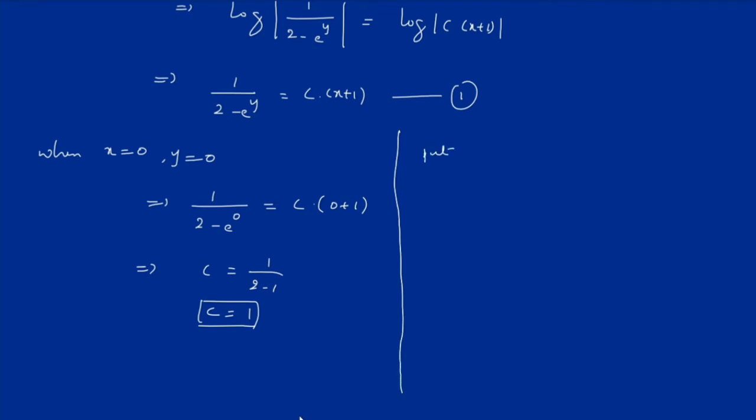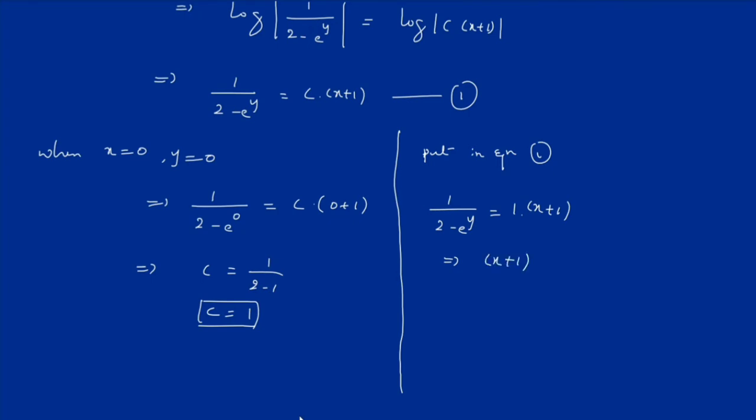Put in equation 1, the value of c equals 1. Just substitute the value here. What we get? 1 upon 2 minus e to the power of y equals 1 into x plus 1.